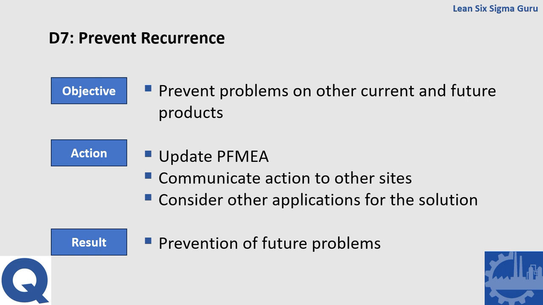In D7, we have a specific objective. That is to prevent problems on other current and future products. The actions here will be to update an FMEA if we have one. If not, we can consider that in broader terms. We can communicate the action to other sites, other locations, and we can consider other applications, other products, other ways to use the solution. The result should be prevention of future problems.